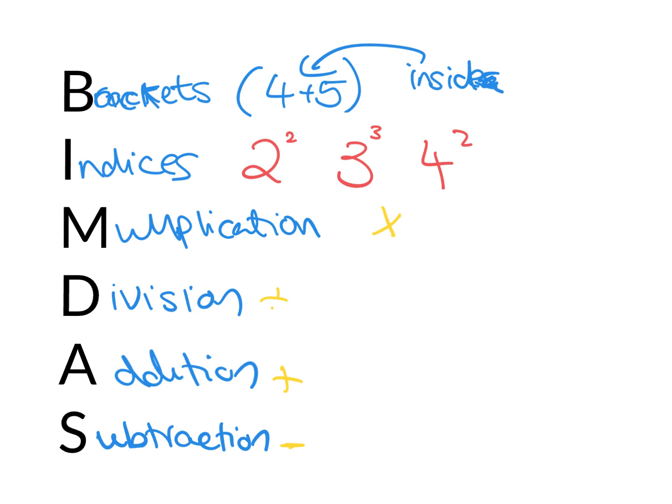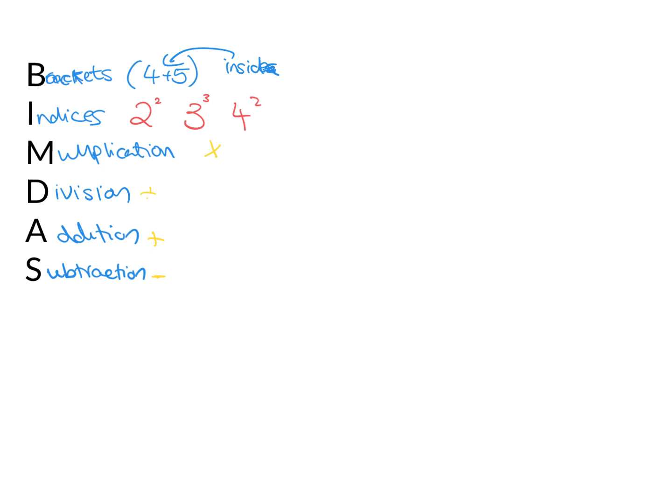And so what happens when we do sums that we're not sure what order things go in is we always start at the top and we ask ourselves basically these 6 things. Does it have brackets? If it does, I do that first. Does it have indices? If it does, I do that. Next, then I do my multiplication, then I do my division, then I do my addition, and lastly, I do my subtraction. So let's try a question and see how we go with it.